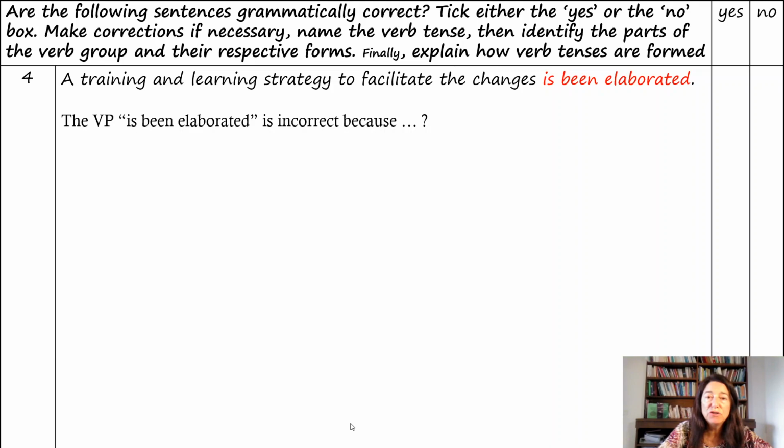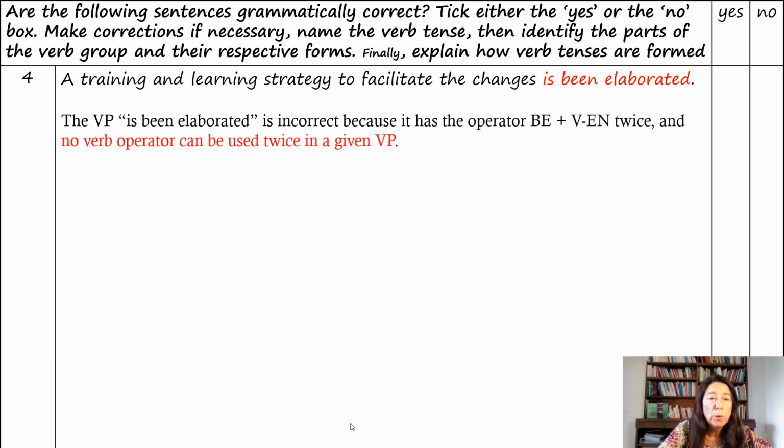You cannot use be plus VEN with be. Okay? So it doesn't work here. And besides, in this sentence there is be plus VEN, and then again be plus the past participle, so that's be plus VEN twice. And no verb operator can be used twice in a given verb phrase. So for these two reasons, this verb form here is not correct.